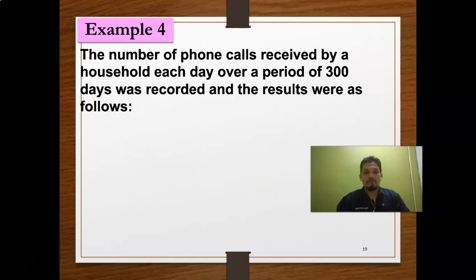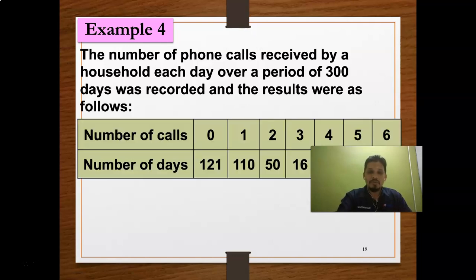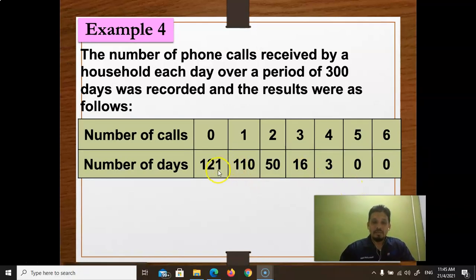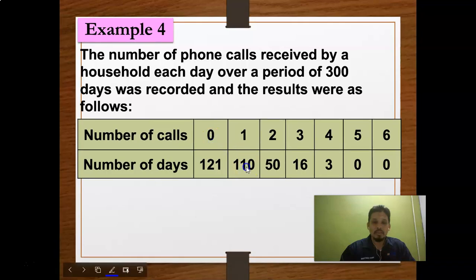The number of phone calls received by a household each day over a period of 300 days was recorded, and the result was as follows. Let's say in my house, for 121 days there was no call at all. 110 days, one call. 50 days, 2 calls. 16 days, 3 calls per day, and so on.